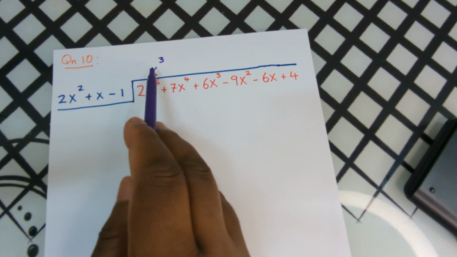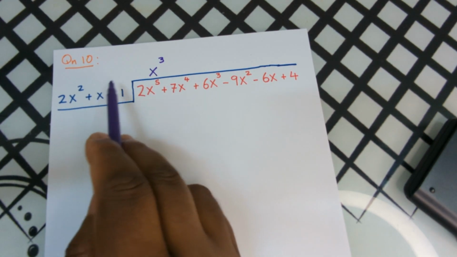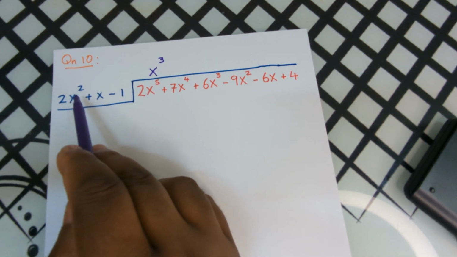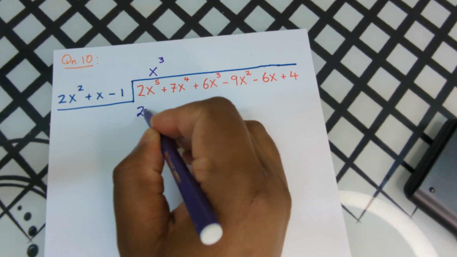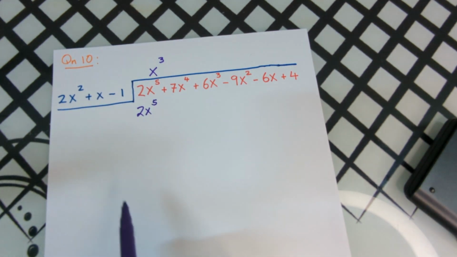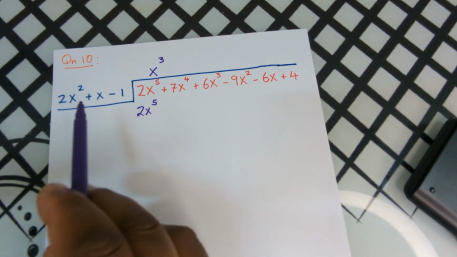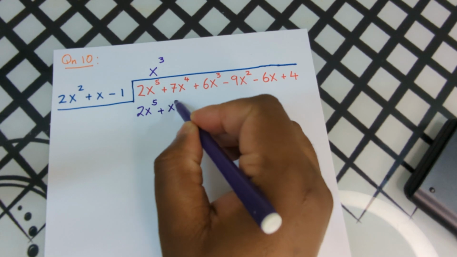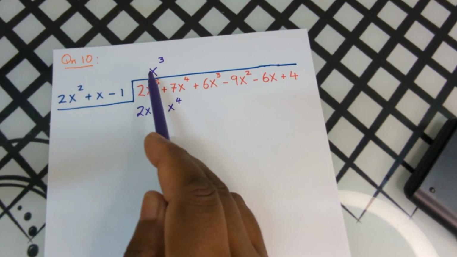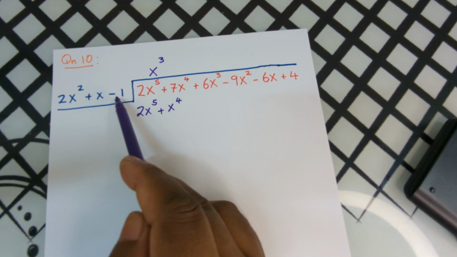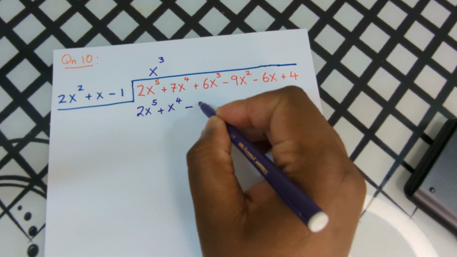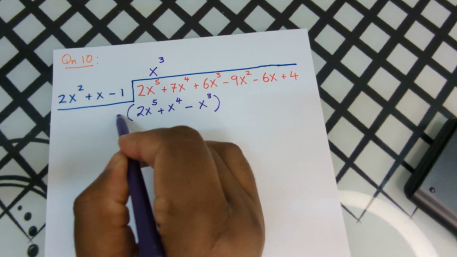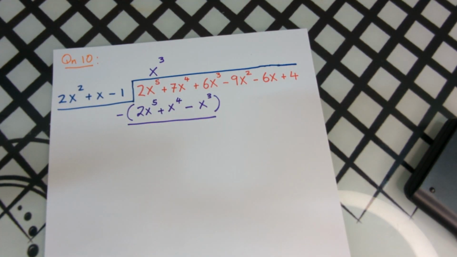Now let's multiply. x to the power of 3 is going to multiply all these 3 terms. So x to the power 3 multiplied by 2x to the power 2 will give me 2x to the power of 5. Then x to the power of 3 multiplied by x will be plus x to the power of 4. Then x to the power of 3 multiplied by negative 1 will be negative x to the power of 3. Let's put our brackets and subtract.